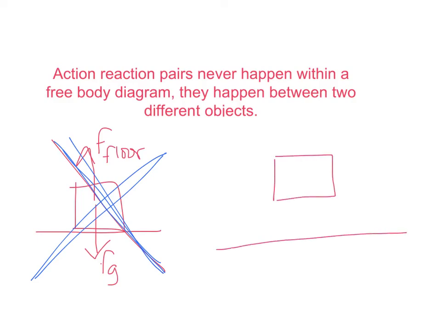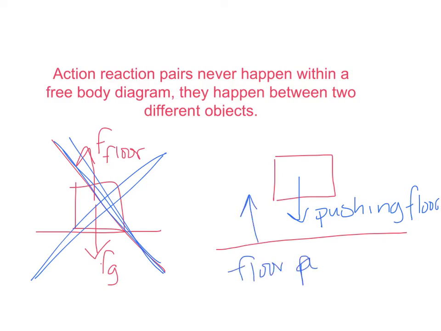Imagine that box is sitting there. I'm just separating them because we have two different things. One, the box is pushing on the floor. And the other force, the floor pushes back up on the box. Those would be the action-reaction pairs.